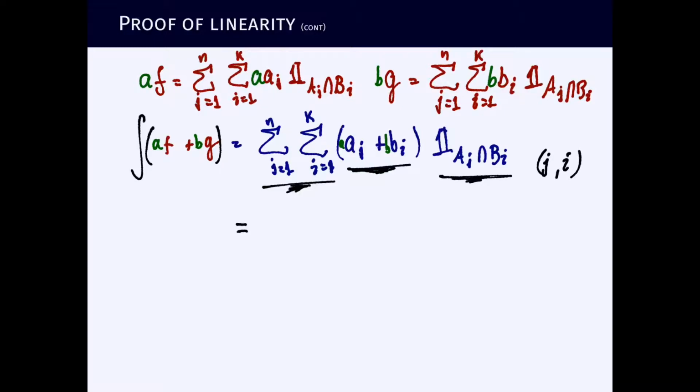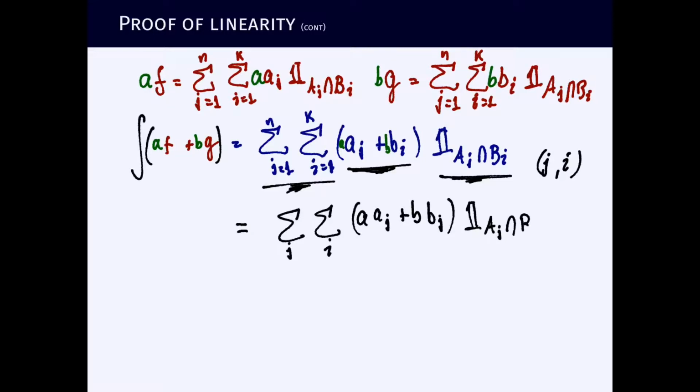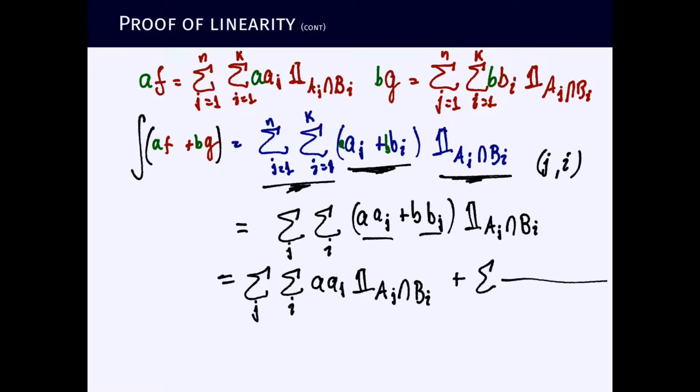We know by the previous lemma that this integral will be equal to, we sum over j, we sum over i, it will be a aj plus b bi of this indicator, Aj intersection Bi. And now that we have this, now we can split these back. We did all the work to put them together. Now we will undo all that work. This will become the sum over i of aj, indicator of Aj intersection Bi. And the same thing for the b part.